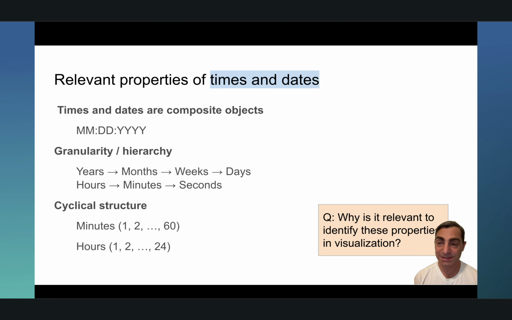And once again, why is it relevant to identify these properties in visualization? Once again, because these elements have an impact on the visual representations that you will use, or how the visual representation will look if you make different choices. For instance, in terms of whether you want to highlight the cyclical structure of the data, or the level of granularity, or which part of times and dates you consider in your analysis and presentation.